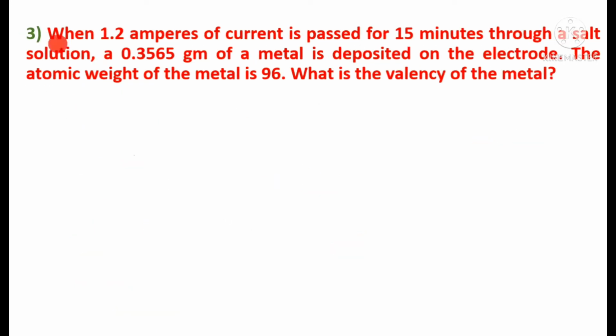Read the next problem. When 1.2 amperes of current is passed for 15 minutes through a salt solution, 0.3565 grams of a metal is deposited on the electrode. The atomic weight of the metal is 96. What is the valency of the metal? See, in this problem they are asking you to calculate the valency.